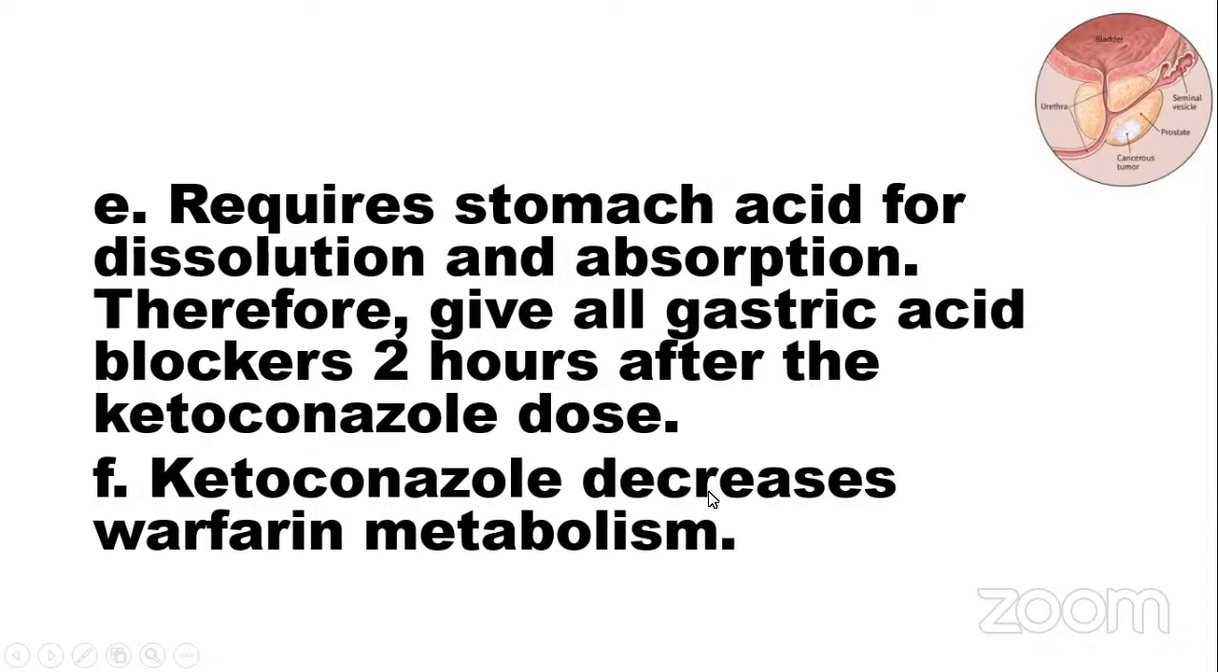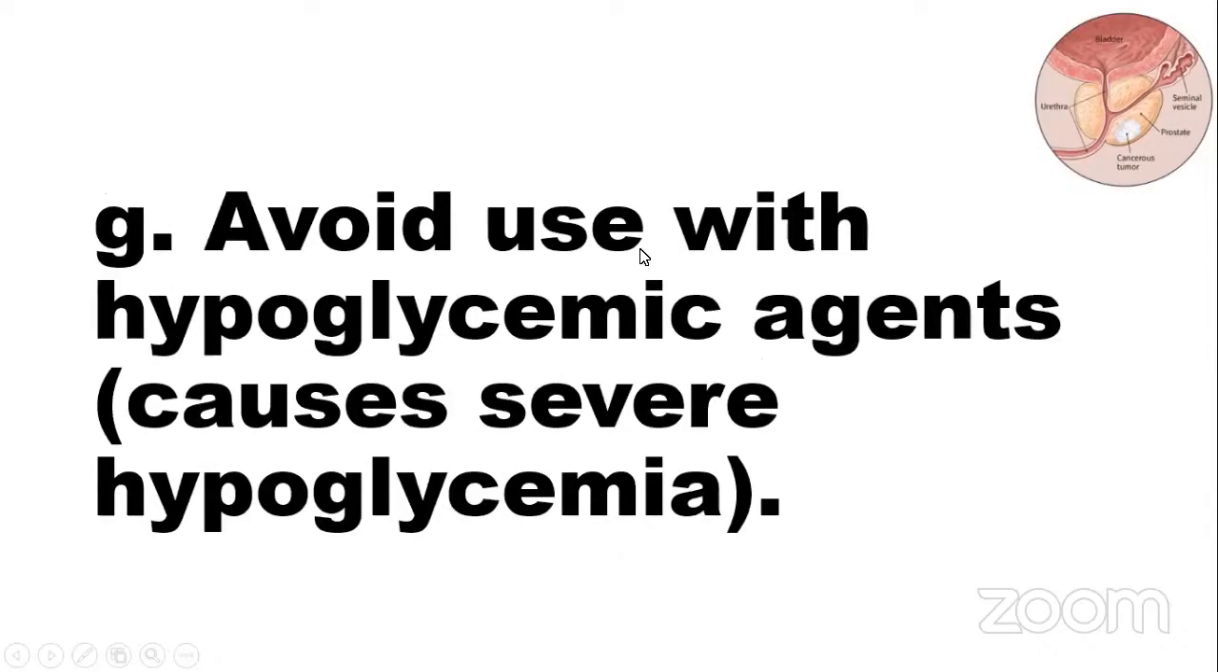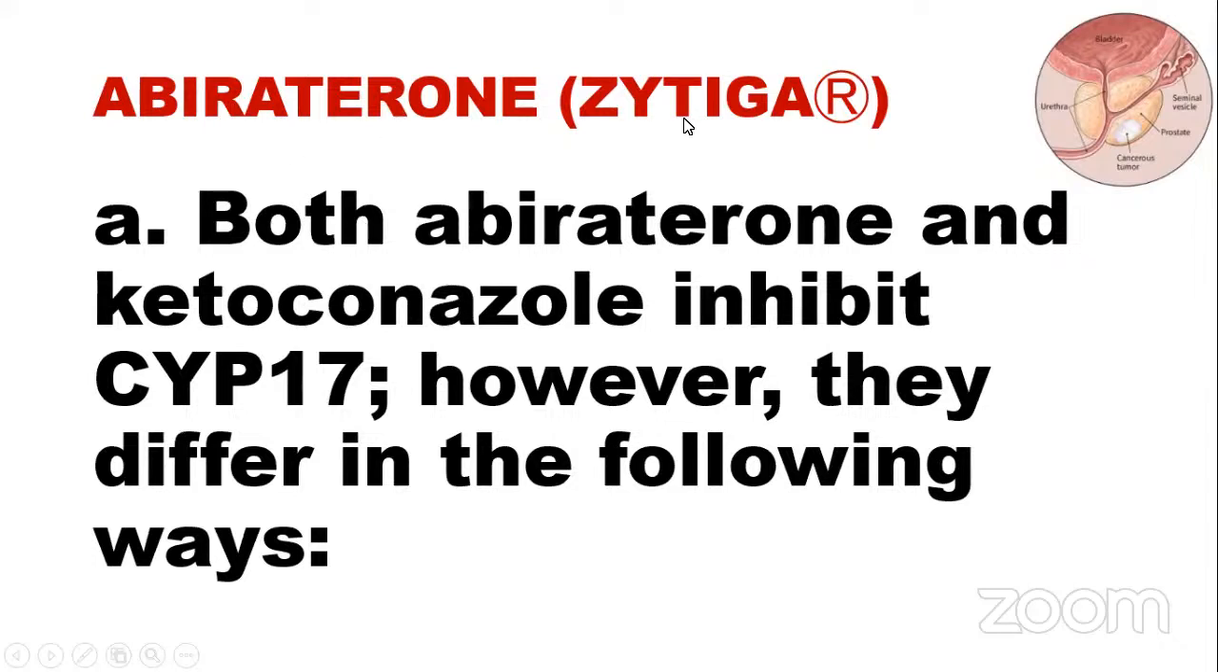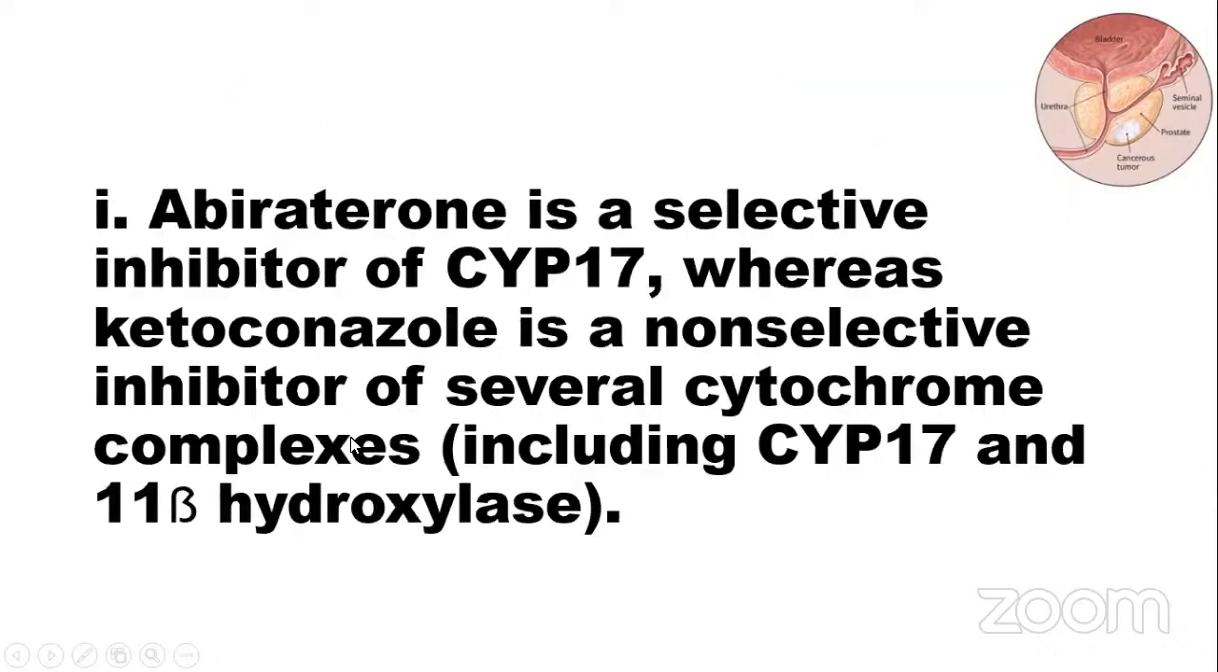Ketoconazole decreases warfarin metabolism; avoid use with a hypoglycemic agent because of the risk of severe hypoglycemia. Abiraterone, that's Zytiga. Both abiraterone and ketoconazole inhibit CYP17, however, they differ in the following ways. Abiraterone is a selective inhibitor of CYP17, while ketoconazole is a non-selective inhibitor of several cytochrome complexes, including CYP17 and 11 beta hydroxylase. So abiraterone is selective, ketoconazole is non-selective.